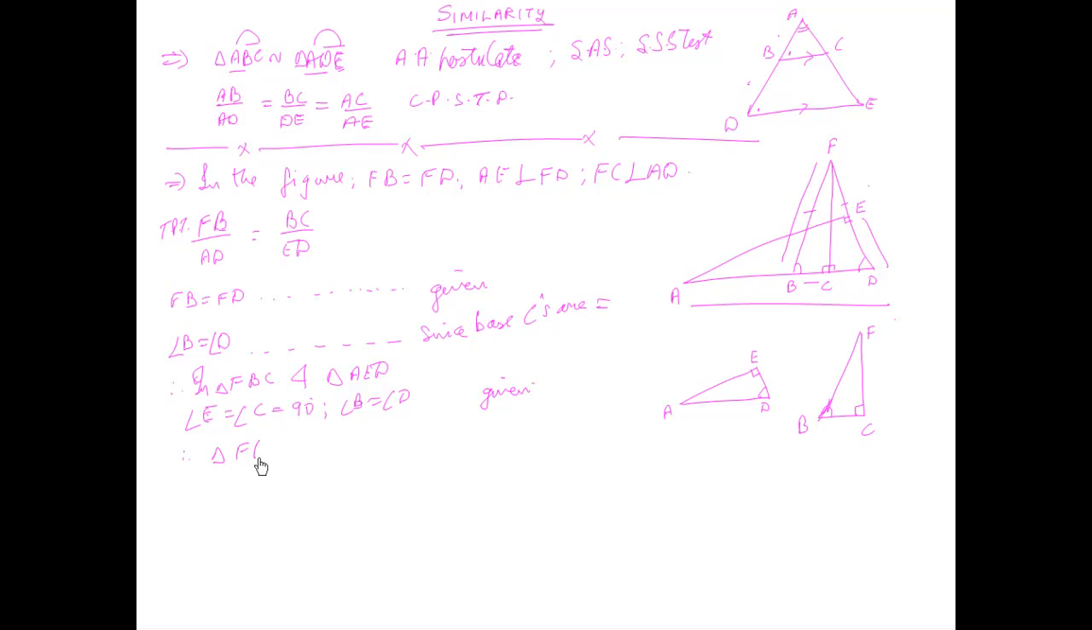Therefore, triangle FBC is similar to triangle AED. F becomes equal to A, children. B becomes equal to D, and C becomes equal to E by AA postulate. Once you get that, children, then it should be easy to come to the conclusion that FB upon AD is equal to BC upon DE is equal to FC upon AE. Children, we need FB upon AD and BC upon DE. So this cancels out, and that gives you the answer. Hence, proved.